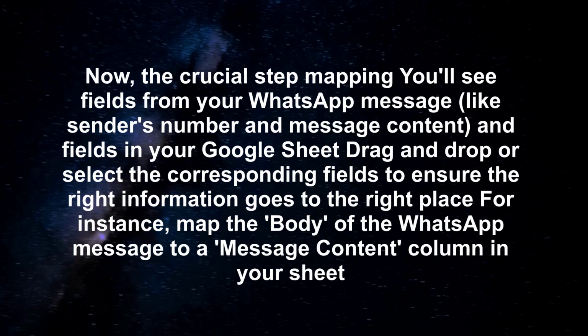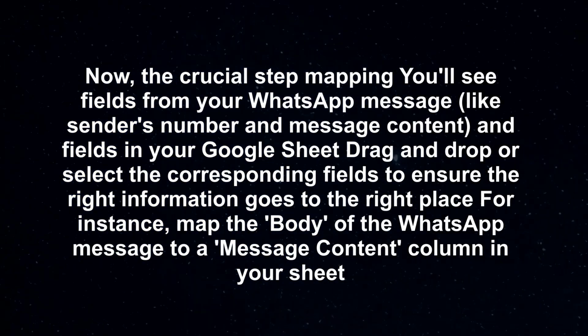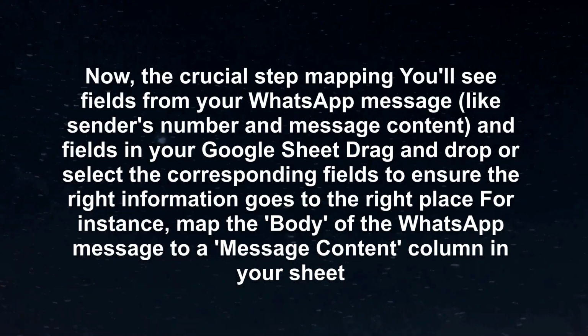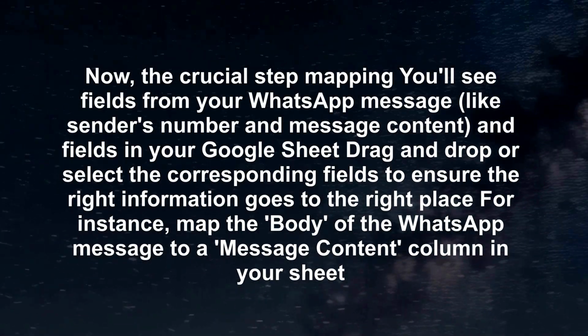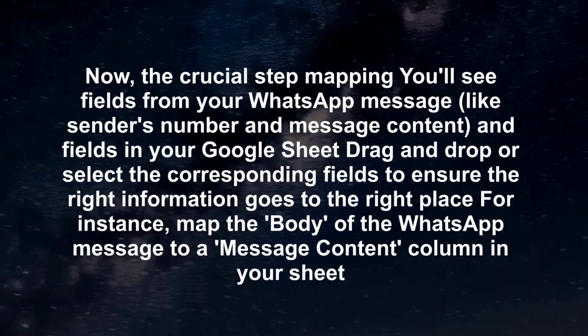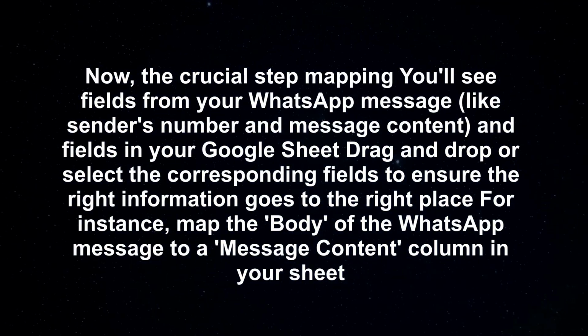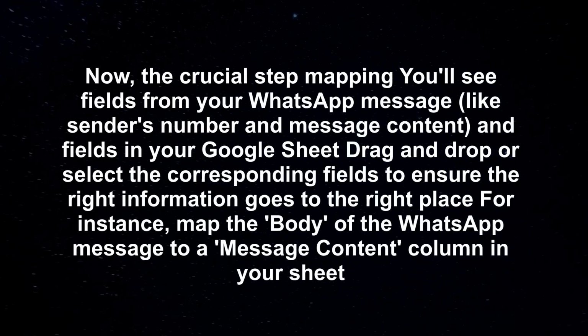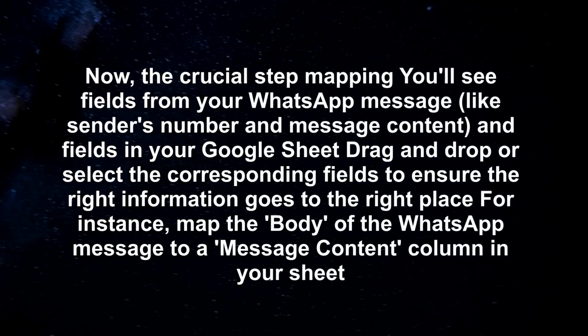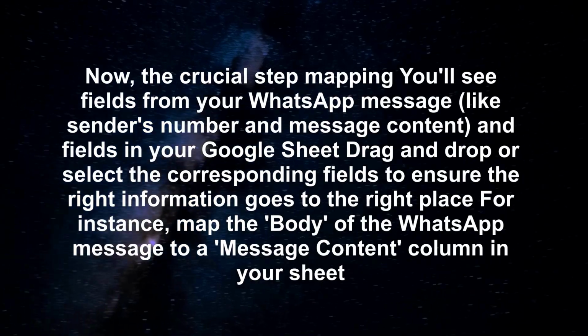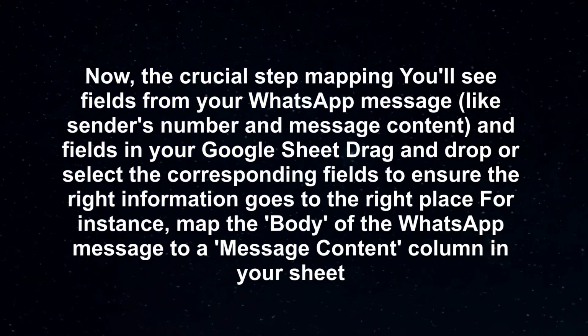Now, the crucial step: mapping. You'll see fields from your WhatsApp message, like sender's number and message content, and fields in your Google Sheet. Drag and drop or select the corresponding fields to ensure the right information goes to the right place. For instance, map the body of the WhatsApp message to a message content column in your sheet.